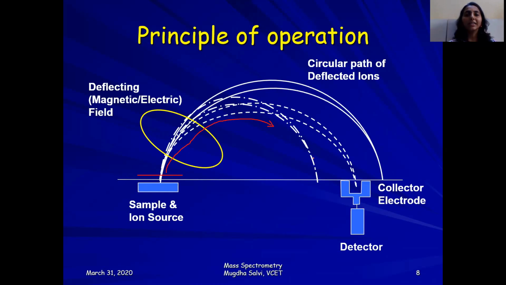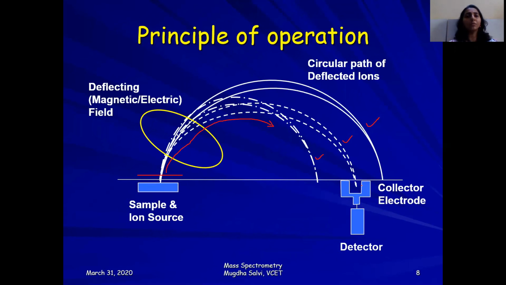And you can see that there are 3 different paths that are formed here, depending on their mass to charge ratio. This is how a mass spectrometer will operate. We are going to try and deflect these ions in such a manner that we can separate them on the basis of their mass to charge ratio.